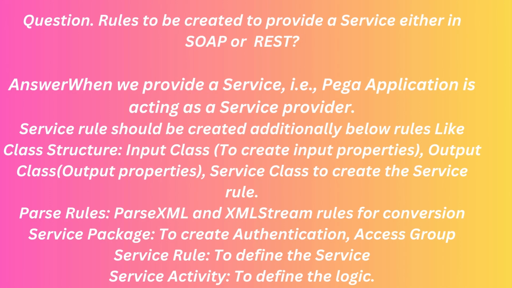Question: Rules to be created to provide a service either in SOAP or REST? Answer: When we provide a service, i.e., the Pega application is acting as a service provider, the service rule should be created along with additional rules like class structure: input class, to create input properties; output class, to create output properties; and service class, to create the service rule.